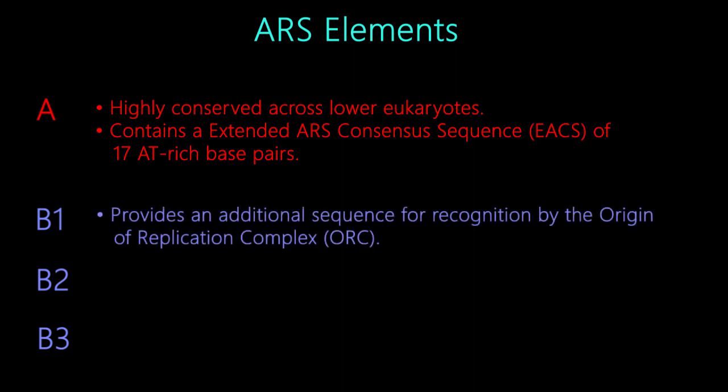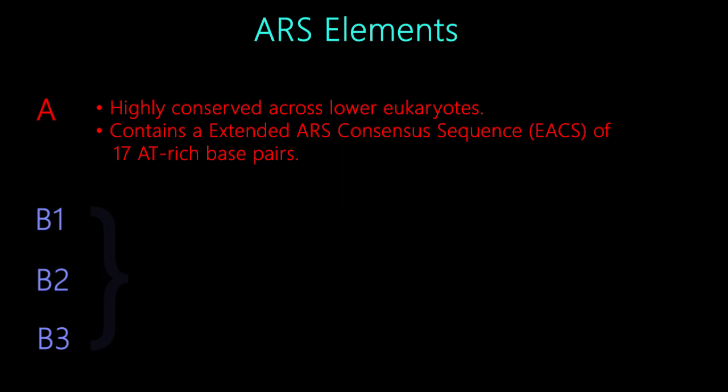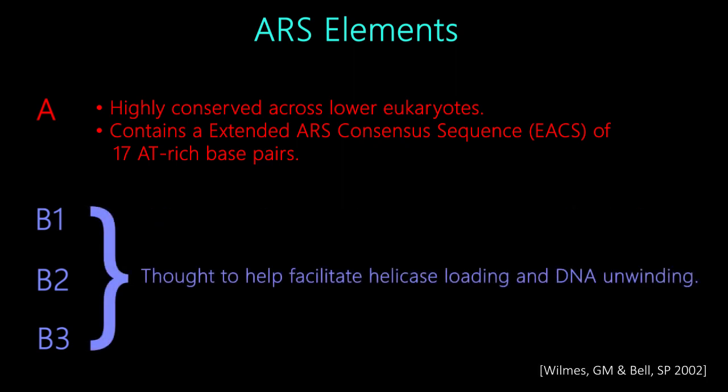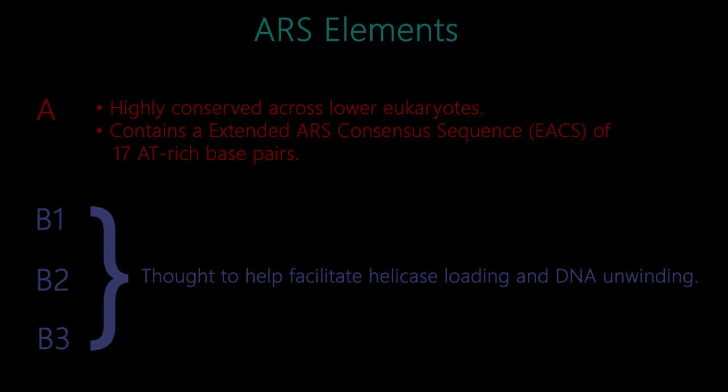The B1 element provides an additional sequence for recognition by the origin of replication complex, ORC. All three B elements are thought to help facilitate helicase loading and DNA unwinding.